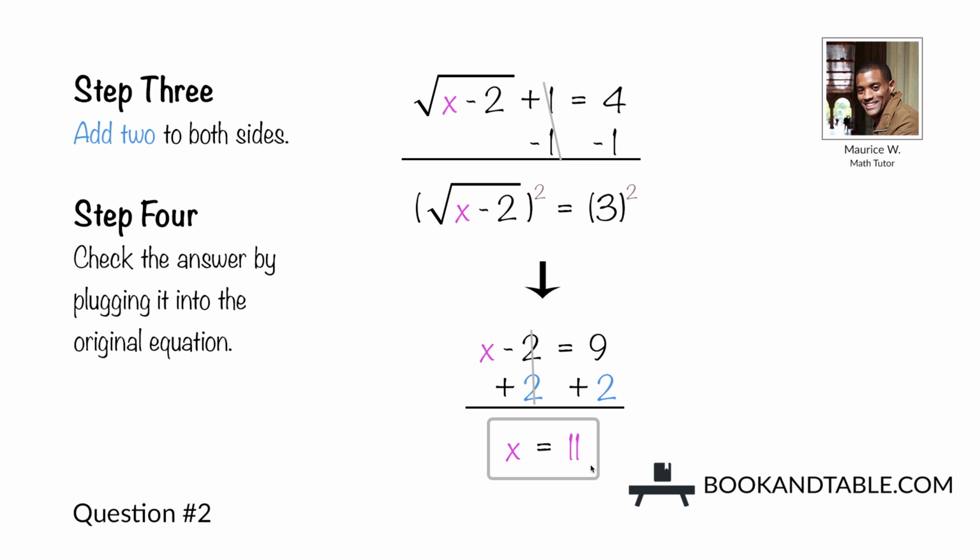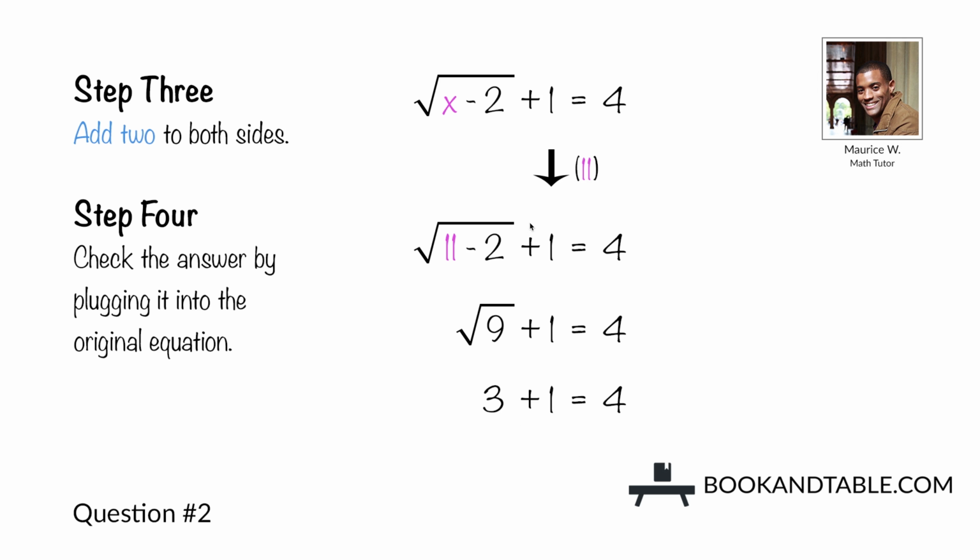We check the answer by plugging it into the original equation. The square root of x minus 2 plus 1 is equal to 4. We plug in 11 for x, and that gives us the square root of 11 minus 2, which is the square root of 9, which is equal to 3. 3 plus 1 is equal to 4. So the left side equals the right side, proving that x does equal 11.